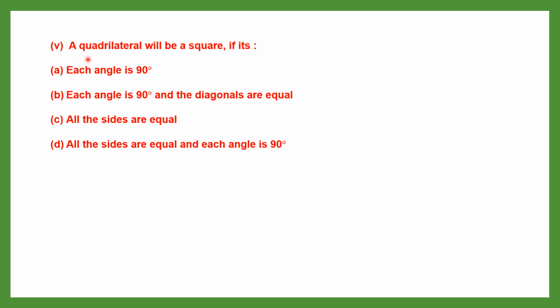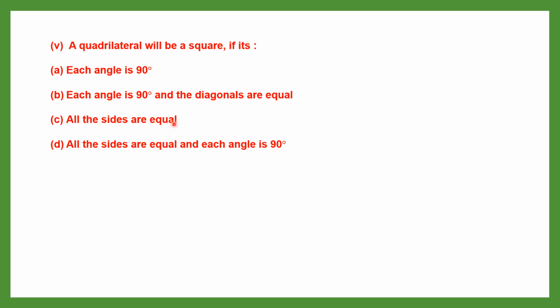Question 5. A quadrilateral will be a square if each angle is 90 degrees. Yes, it has to be 90 degrees, but we need one more condition. So here it says each angle is 90 degrees and the diagonals are equal. Okay, but more than the diagonals, we have to think of something else. Now the third one is all the sides are equal.